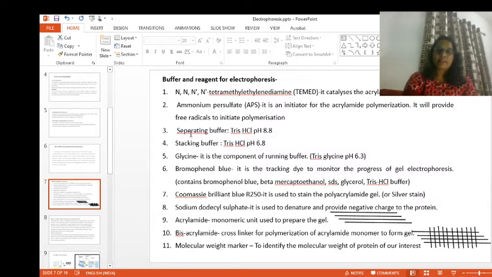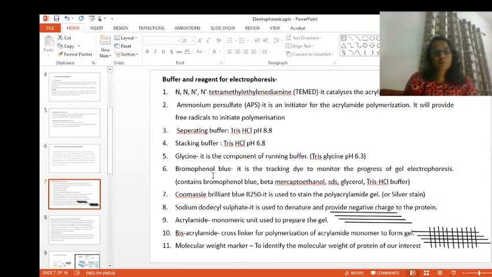Now we have the separating buffer, that is Tris-HCl buffer of pH 8.8, and the stacking buffer, that is Tris-HCl buffer of pH 6.8. These two buffers are very important and their pH is also very important, which we will discuss later. Then we have glycine, the amino acid, which is a component of our tank buffer. The buffer is Tris-glycine buffer with pH 6.3, and here also the pH is very crucial.